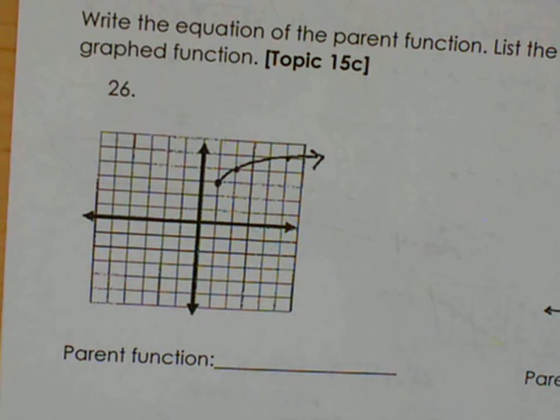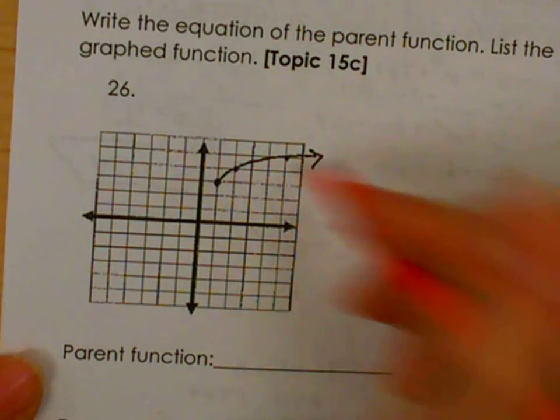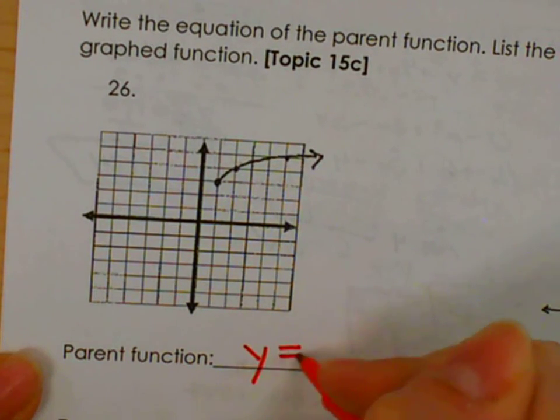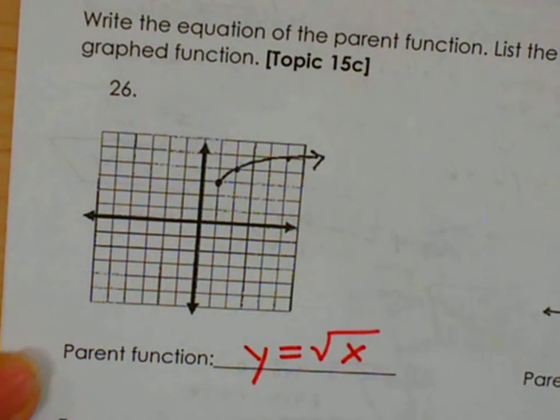Okay, review packet 26 and 27. So we want to go through and figure out what the equation will be. Our first step is to decide, is it going to be square root or cube root? You kind of need to keep in your head what the parent function of square root looks like versus the parent function of cube root. So this parent function is square root. So that's my parent function.